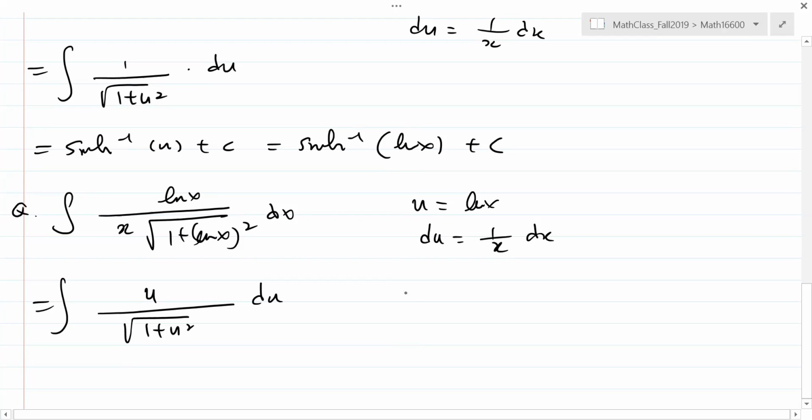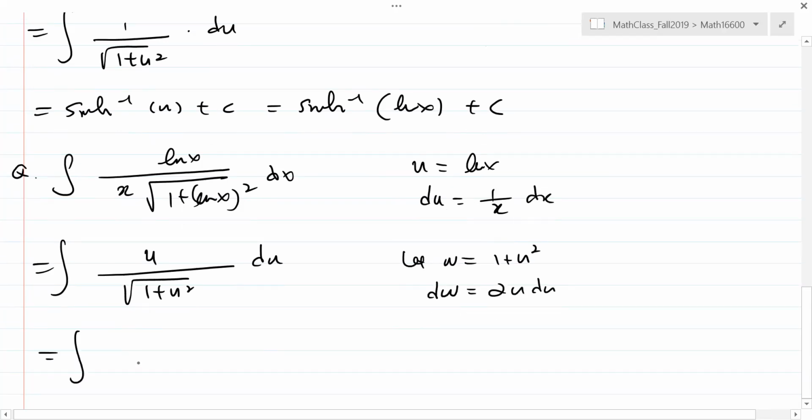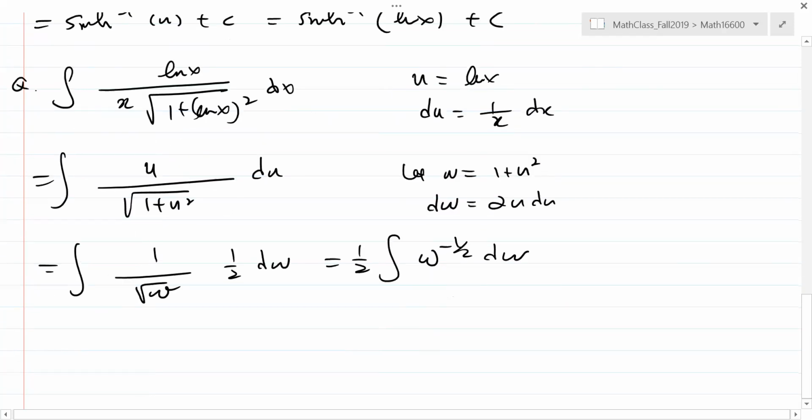Okay, so you let w be 1 plus u squared, and dw equals 2u du. Okay, so the integral becomes square root of w. u du is 1/2 of dw, right? So this is going to be an integral like that. This is an integral of a power function. Then you know how to do that, right? It's going to be 1/2 w to the 1 minus 1/2, over 1 minus 1/2, plus constant.